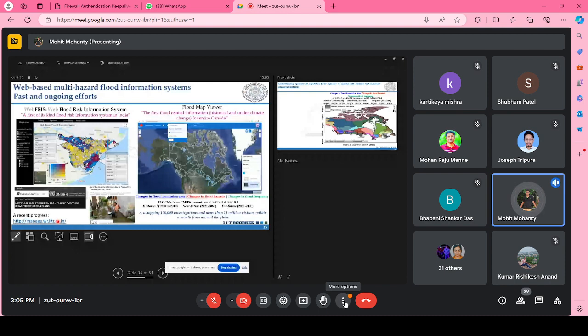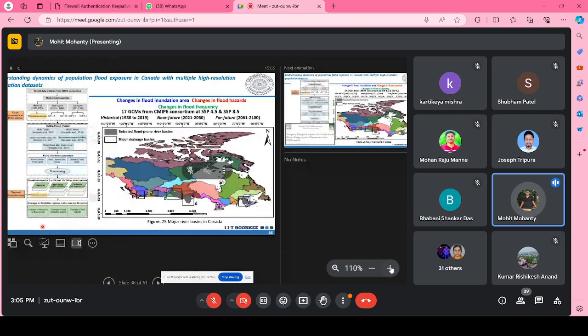Similarly, when I was doing my postdoc in Canada at Western University, we derived the flood inundation maps for the entire of Canada. We developed the flood inundation maps for the entire of Canada for the historical time period and also for the future time period. It was very interesting because previously Canada didn't have a flood inundation map. And once we created this kind of data inventory, more than I would say 11 million visitors were there around the globe.